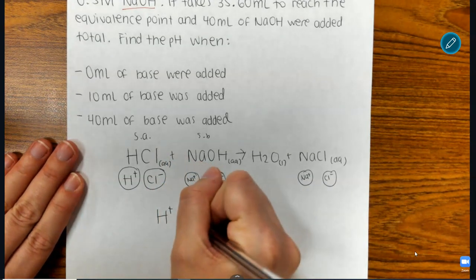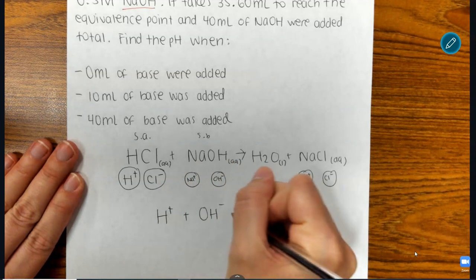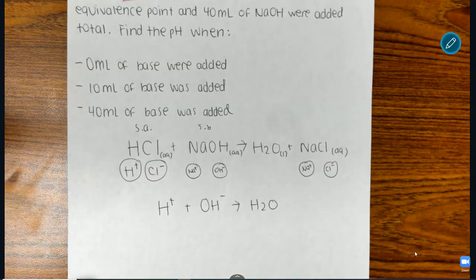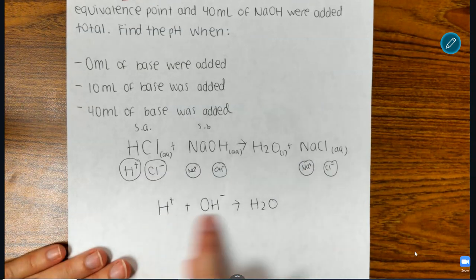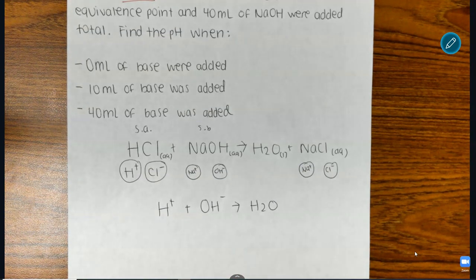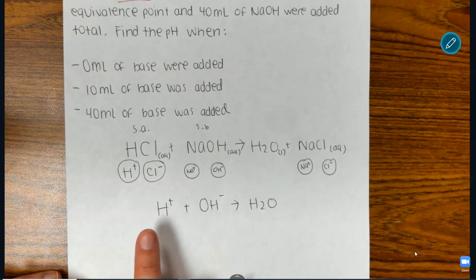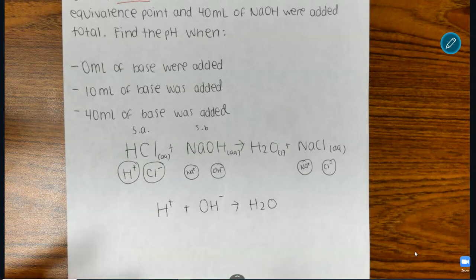However, water is not. Water is water, covalently bonded water. So that would be the net ionic equation. And so what's important about writing this net ionic equation is it allows me to see that for every hydrogen ion, a hydroxide ion is going to neutralize it. So it's a 1-to-1 ratio of acid to base.